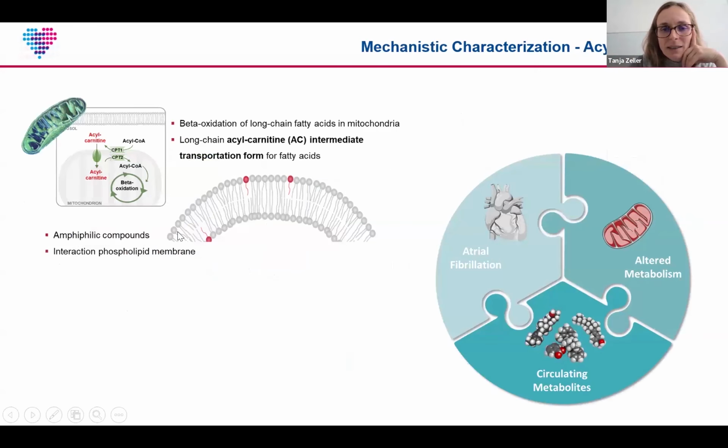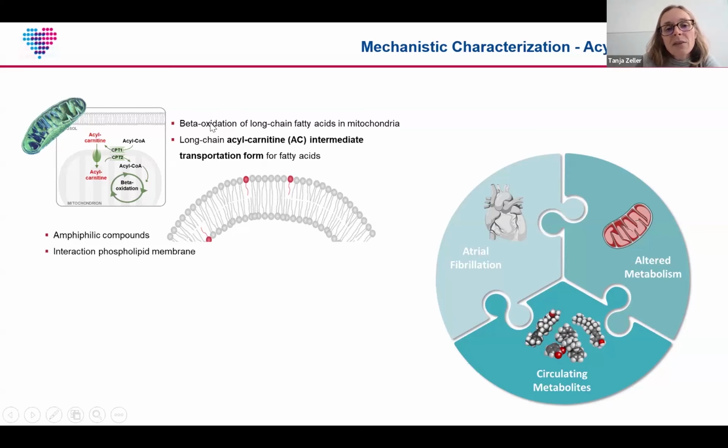So what are acylcarnitines? These are involved in the beta oxidation of fatty acids within the mitochondria. So they are needed for the energy production within the cells. And this C18 that we identified is a long-chain acylcarnitine. And this is also an intermediate transport form for the fatty acid. So it somehow seems to play a role in the mitochondria.